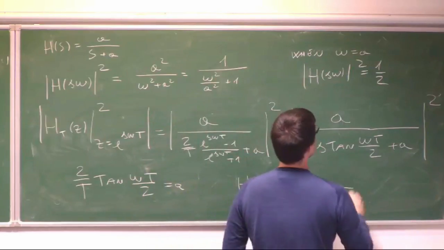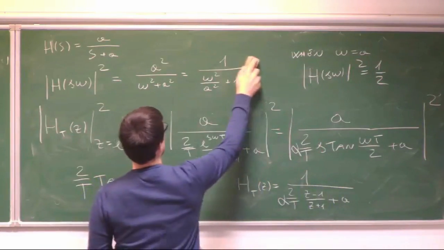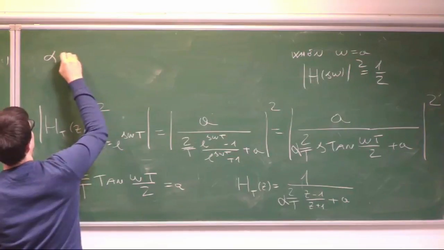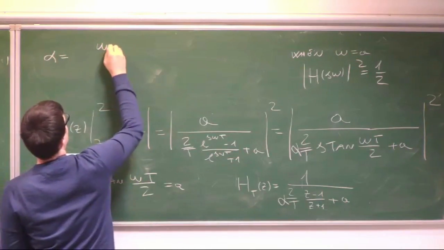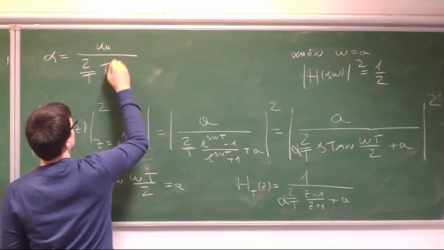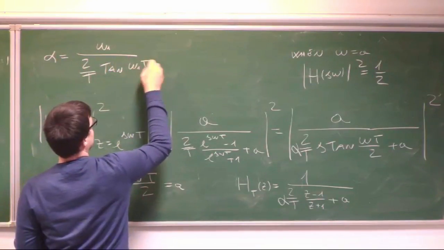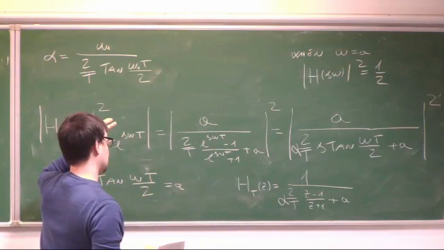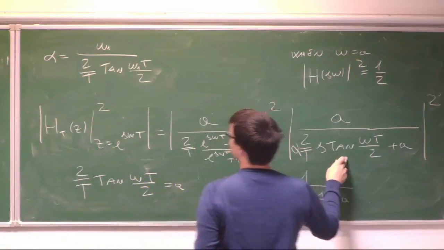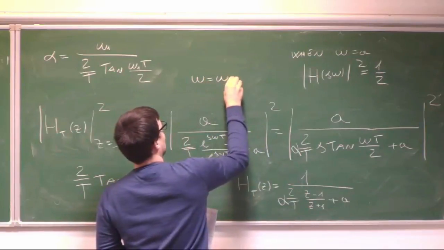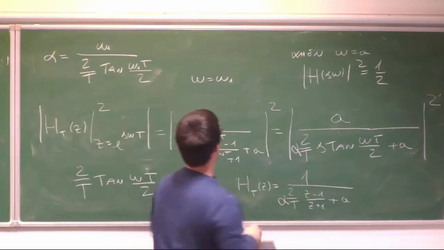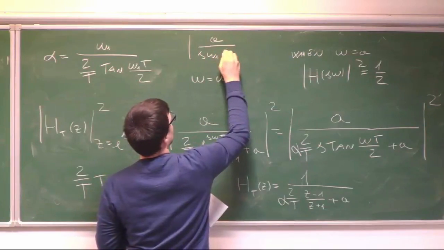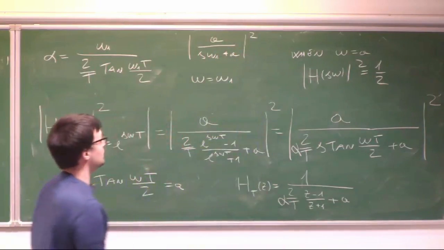Now, if I select alpha equal to ω1 over 2/T tan(ω1 T/2), what happens is that if I replace alpha over here, the 2/T simplifies, and here the j, when ω is equal to ω1, will simplify, and what we will obtain will be basically the expression of the absolute value of a divided by |jω1 + a|, and then we have to compute the square, okay?